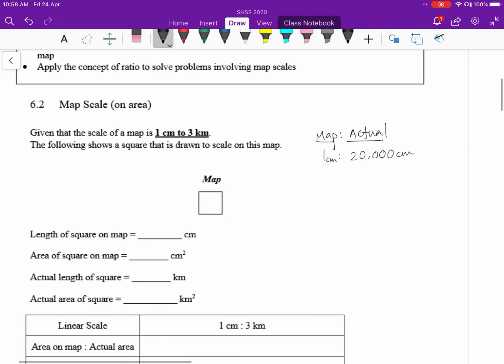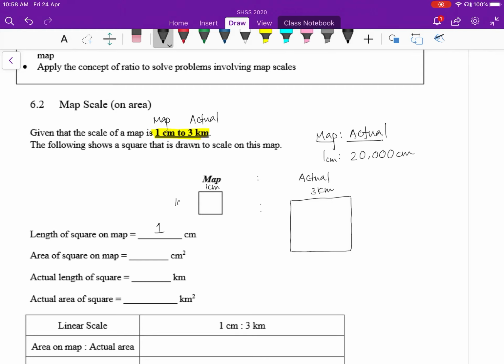Now, let's take a look at this. What if given that the scale of the map is 1 cm is to 3 km? So this is the map scale, 1 cm to 3 km. 1 cm is on the map and 3 km is the actual real ground. So on the map, I have 1 cm, and on the actual ground is actually 3 kilometers. We're talking about the same square, right? So this is 3 kilometers, the length.